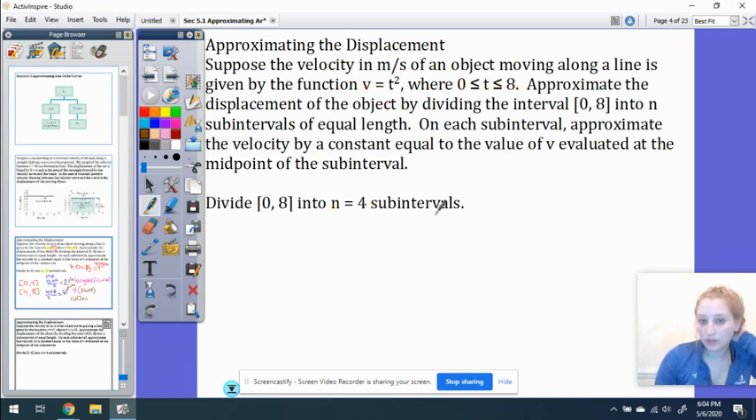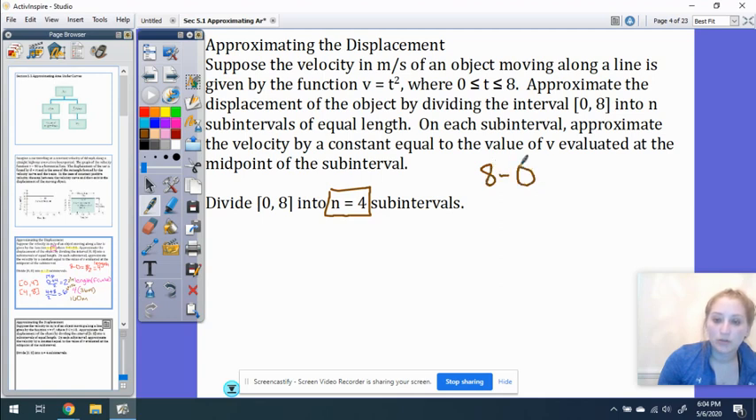Okay, so we're doing the same exact problem, except this time I have 4 subintervals. Okay, so I'm going to find my length first. So remember, I'm going to do the numbers subtracted, which is 8 in this case, and I'm dividing that by 4 this time. So that's going to give me a length of 2.